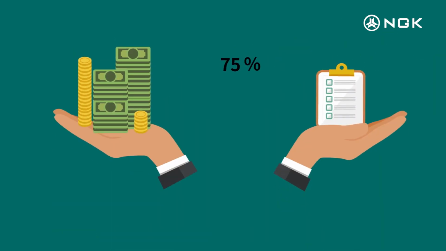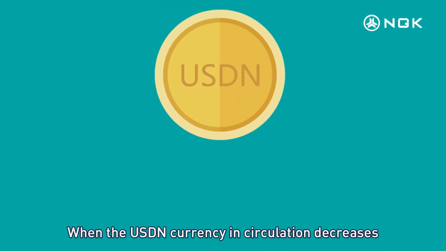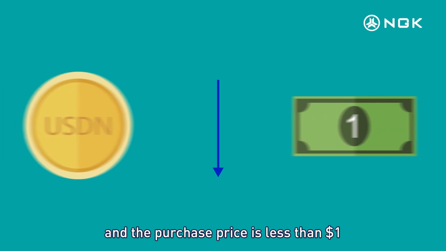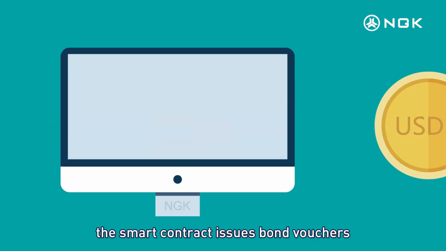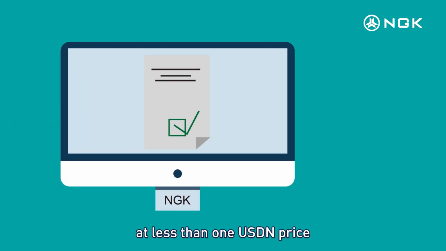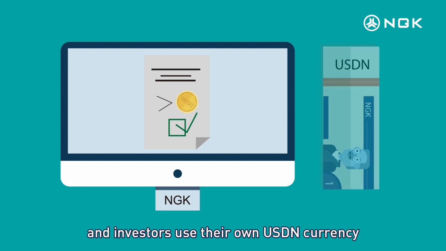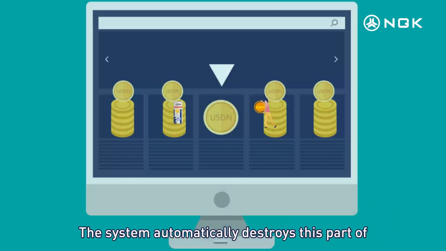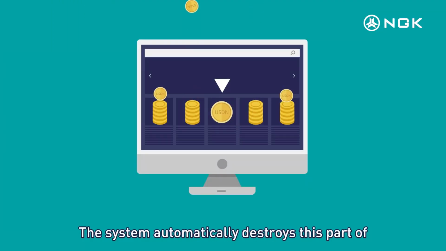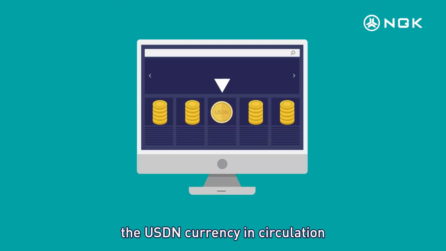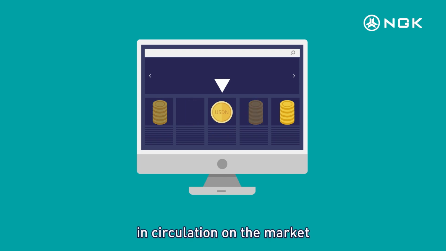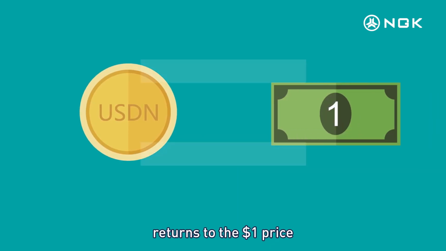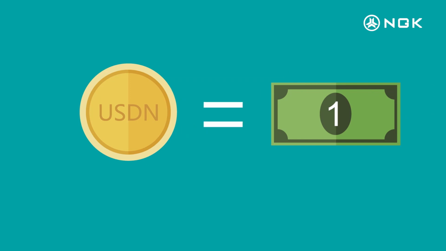index holders. When the USDN currency in circulation decreases in market demand and the purchase price is less than $1, the smart contract issues bond vouchers at less than 1 USDN price, and investors use their own USDN currency to buy bond vouchers. The system automatically destroys this part of the USDN currency in circulation, reducing the number of USDN in circulation on the market. Then the price of USDN naturally returns to the $1 price.